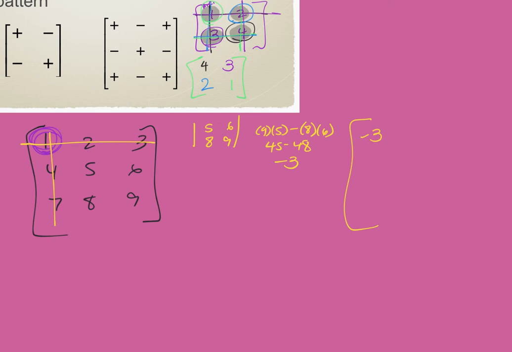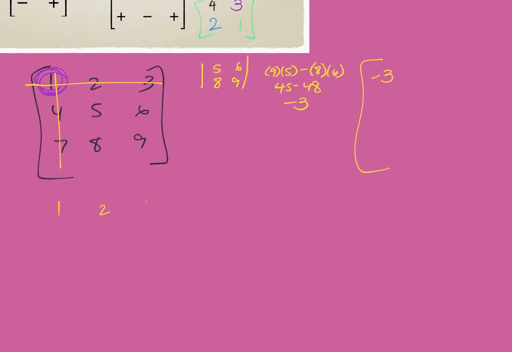So whichever spot you're trying to find the minor of, you cross through the row and the column that it's in, and you find the determinant of what's left. So if we're doing that for 2, we would cut across and get 4, 6, 7, 9. So yeah, there's a lot of determinants in your near future. So if I want to find the minor of 2, I cross through the row and column, and I'd be finding the 4, 6, 7, 9 determinant.